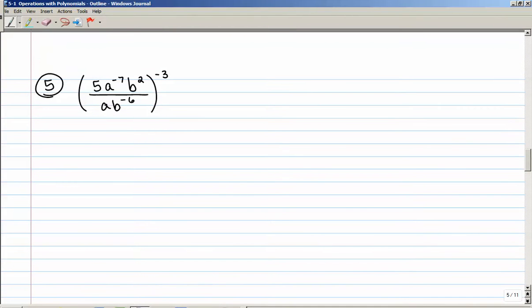Number 5. 5, a to the negative 7th b squared divided by a times b to the negative 6th, the whole thing to the negative 3 power. Remember the rule that says that if I have a quotient, basically a fraction, raised to a negative power, I can flip that fraction and make it a positive power. So this is going to be the same as a b to the negative 6th over 5 a to the 7th b squared, the whole thing raised to the positive 3 power.